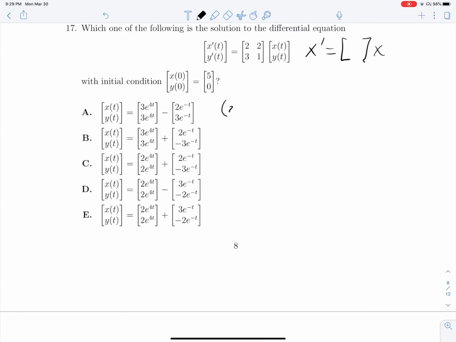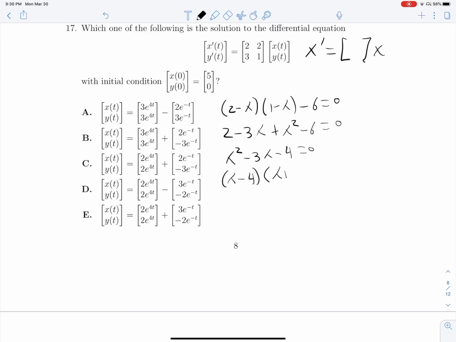Okay, so we have 2 minus lambda, 1 minus lambda, minus 6 is equal to 0. This will give us 2 minus 3 lambda plus lambda squared minus 6 is equal to 0. Lambda squared minus 3 lambda minus 4 is equal to 0. And this is the same thing as lambda minus 4, lambda plus 1 is equal to 0. So lambda is equal to 4 and negative 1.